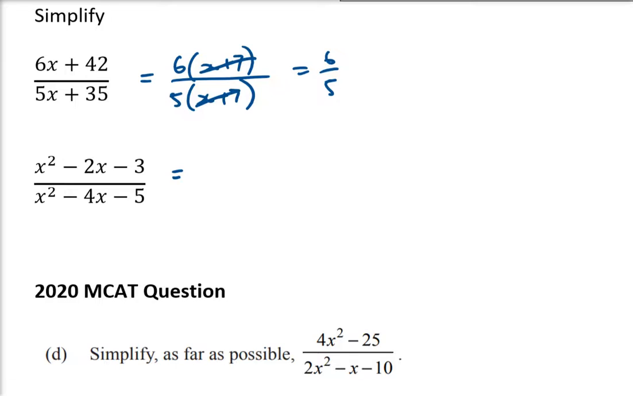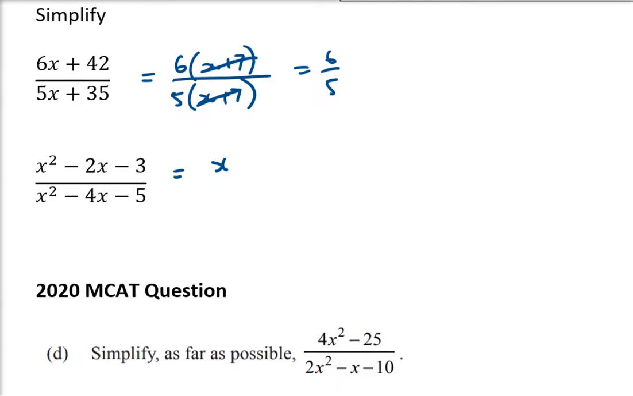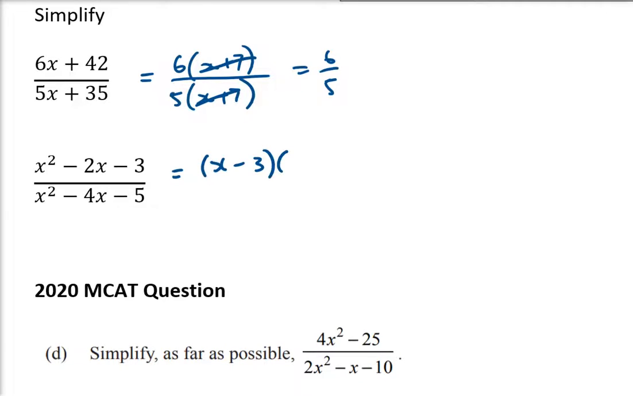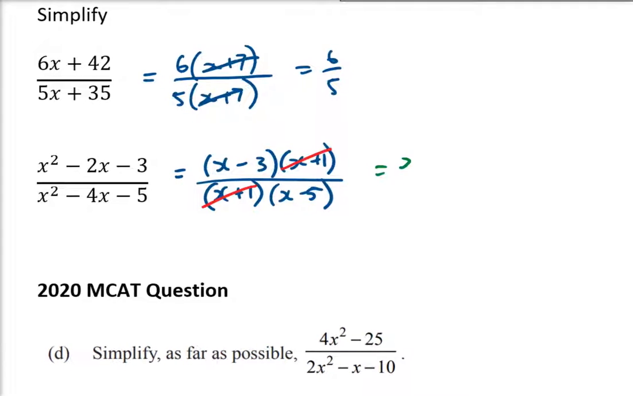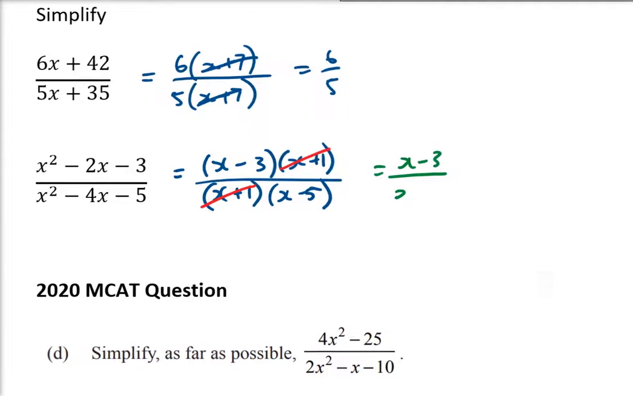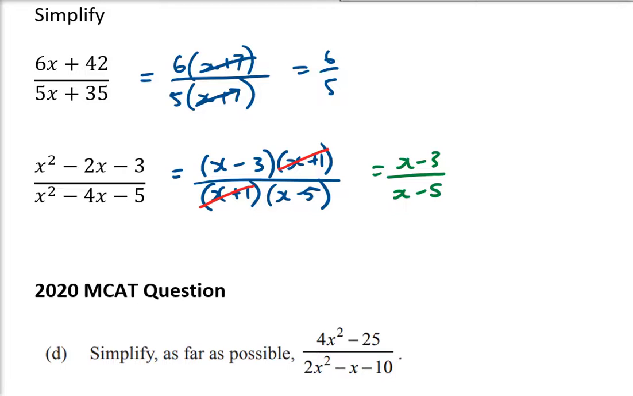So, two numbers that multiply to -3 that add to -2, so it's going to be x minus 3 and x plus 1. That's going to be -5 and positive 1, so x plus 1 and x minus 5. And see how that x plus 1 cancels, which is going to leave you with x minus 3 on the top and x minus 5 on the bottom. Again, we can't cancel those x's.